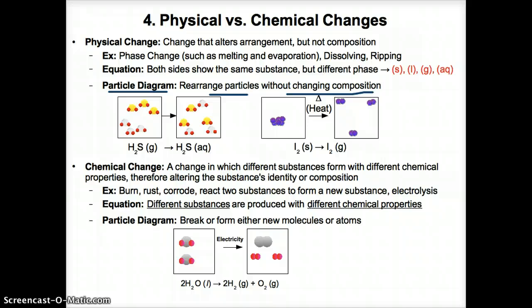For example, as shown here on the left here, H2S gas and water are separate before the physical change of dissolving, and they only move around during dissolving. There's no attachment or detachment of particles. The particles are simply just moving around. A similar situation occurs with I2 solid transitioning to form I2 gas during this change of sublimation. Or if you add heat to I2 solid at room temperature, the particles are just spaced further apart and changing from solid to gas, such that after the change, the I2 gas particles will be spaced further apart in the corners of the particle diagram box here, here, and here.